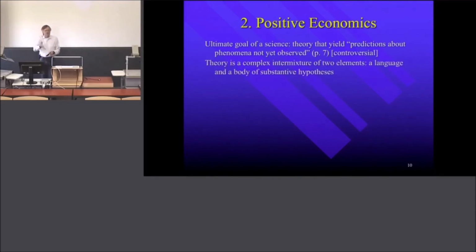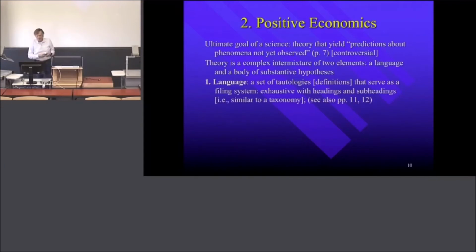And then he says, what is theory? In economics, of course. Theory is a complex intermixture, he says, of two elements, a language and a body of substantive hypotheses. So in order to have hypotheses, of course, you need concepts to articulate them. So he says we've got a language and a body of substantive hypotheses. So first of all, the language. And there he says it's a set of tautologies. And when you read that first, you say, what the hell is he talking about? Because a tautology is all red things are red, right? All dead things are dead, or all whatever.